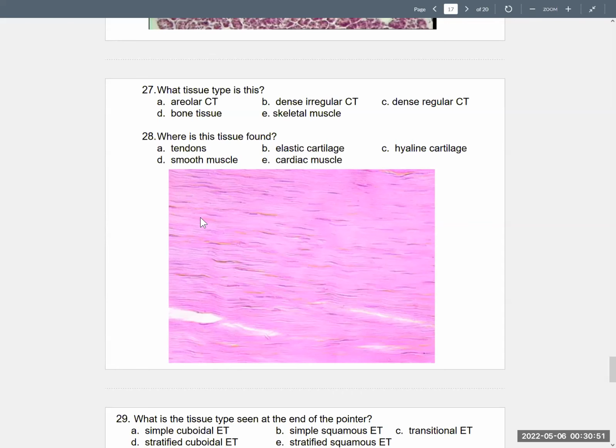Where is this tissue found? In the tendons, I answered it. Okay, so actually the type of tissue is dense regular. Dense irregular connective tissue is the dermis of the skin.